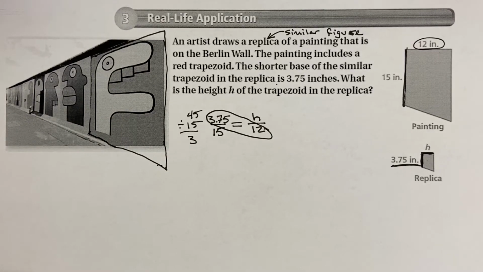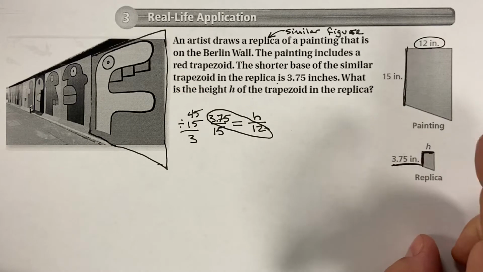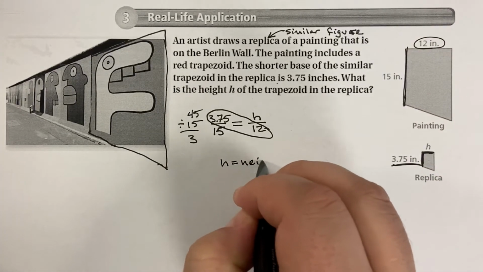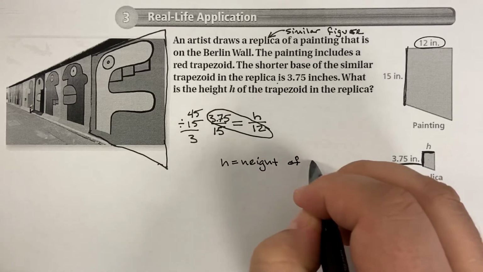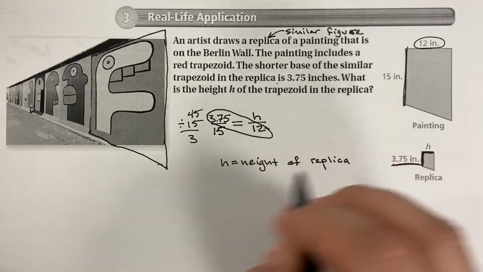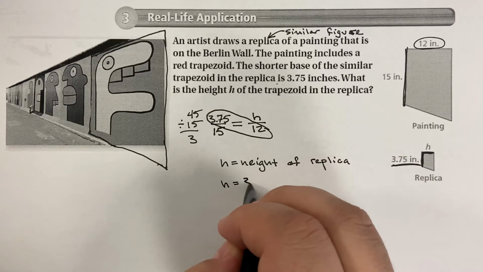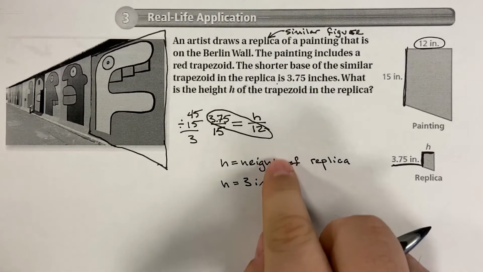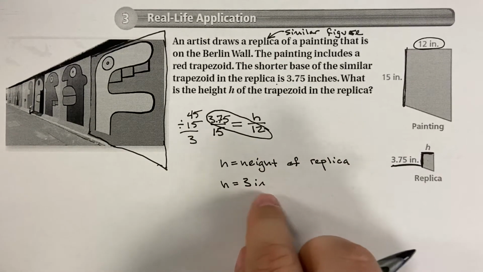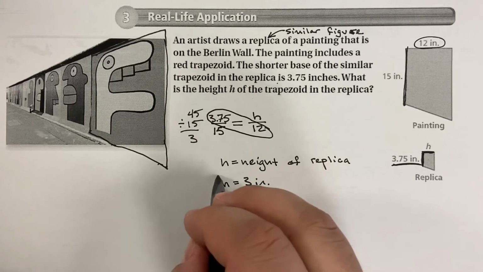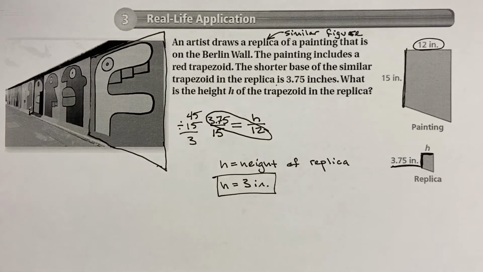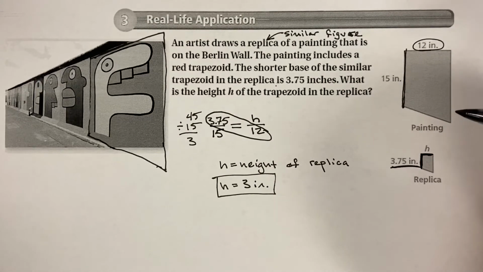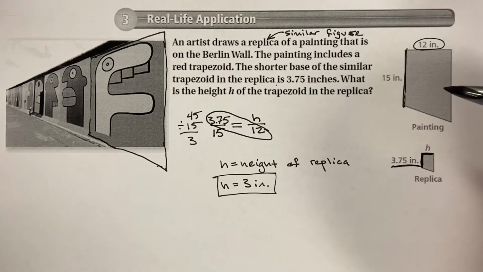So what we're looking at here is the height of the replica here, because h equals height, gotta spell that right, of replica, and h equals 3, and we're talking in inches, so the height of the replica must equal 3 inches. By the way, there's got to be a period there, and we'd be done. So what is the height of the trapezoid in the replica? It's 3 inches tall. Now pause the video and copy what is on your screen into your notebook.